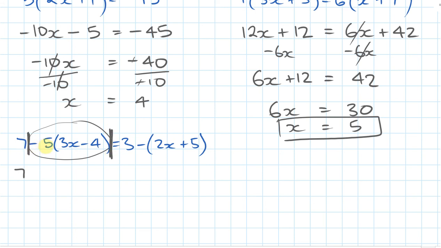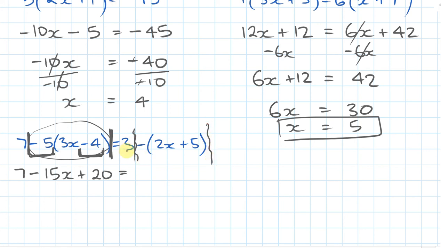Okay, so I'm just going to put a couple of lines there to show you I'm going to expand that. So I've got negative 5 times 3x. That gives me negative 15x. Then I've got negative 5 times that negative 4. So negative 5 times negative 4 gives me plus 20, positive 20. Okay, and that is equal to, again, I'm going to just put some divisions there.